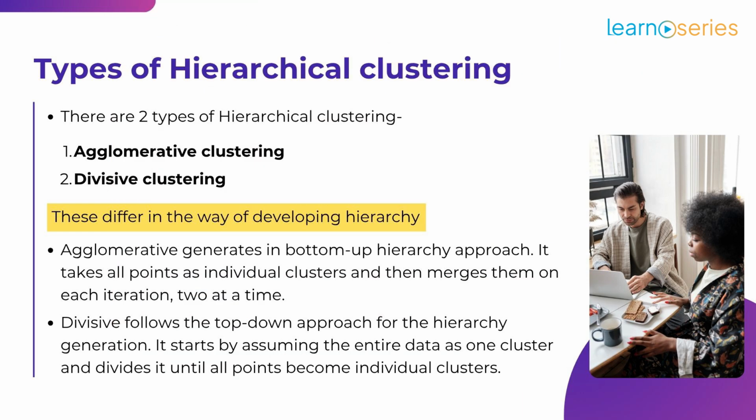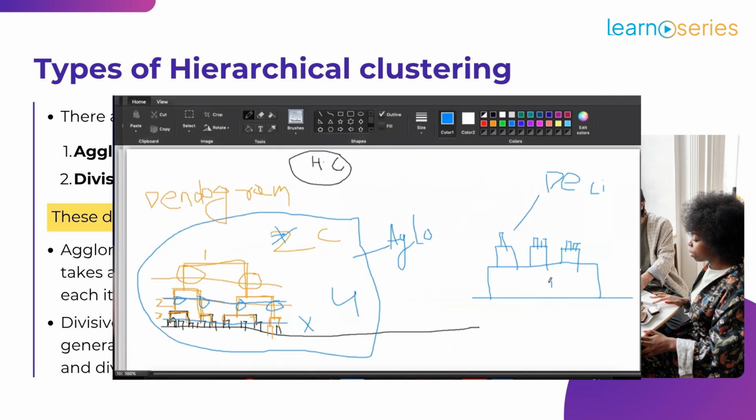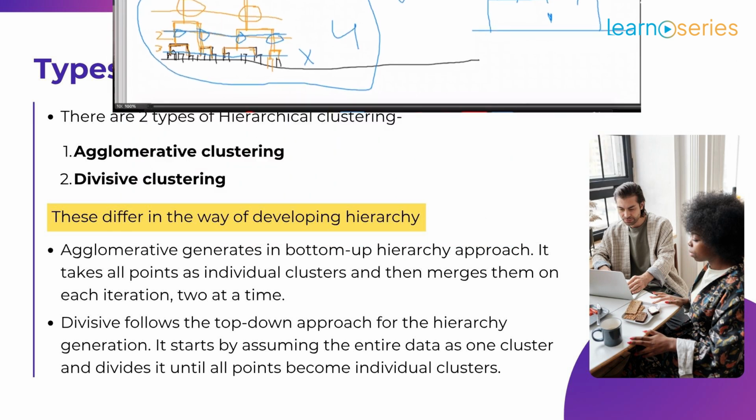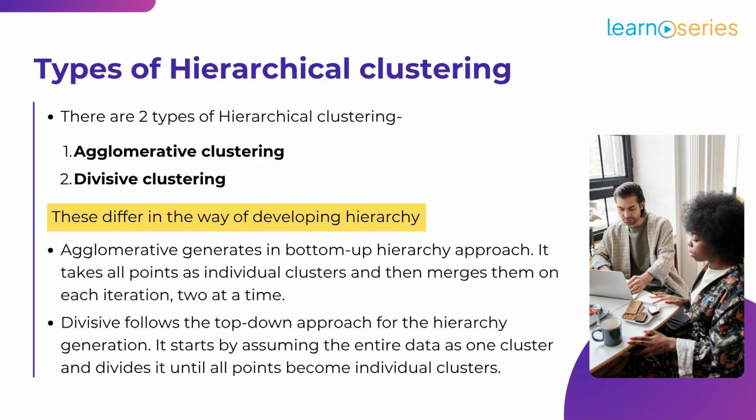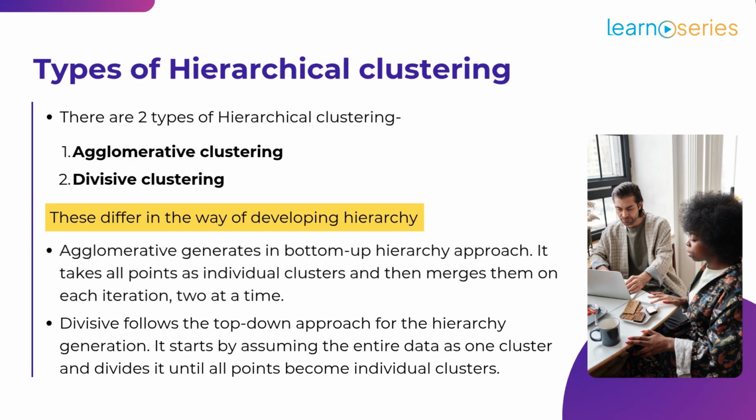The divisive follows a top-down approach for the hierarchy generation. It starts by assuming that the entire dataset is one cluster. Here it's cluster 1, then 3 clusters, then it assumes that there are 5 clusters. So divisive follows a top-down approach for hierarchy generation. It starts by assuming the entire dataset is one cluster and divides it until all points become individual clusters.